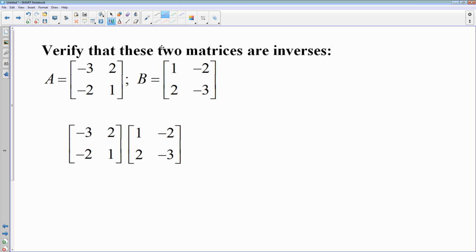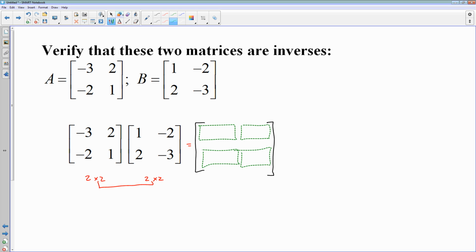Now remember, when you multiply matrices, this is a 2 by 2, this one's a 2 by 2. The inside numbers do match, so I can multiply, and I should get a 2 by 2 matrix as an answer. So let me go ahead and get my blocks ready. Okay, and then I start with row 1 of the first matrix times column 1 of the second. So negative 3 times 1 and 2 times 2. That would be plus 4, wouldn't it? And then I would do row 1 times column 2. So negative 3 times negative 2 is 6. 2 times negative 3 is negative 6.